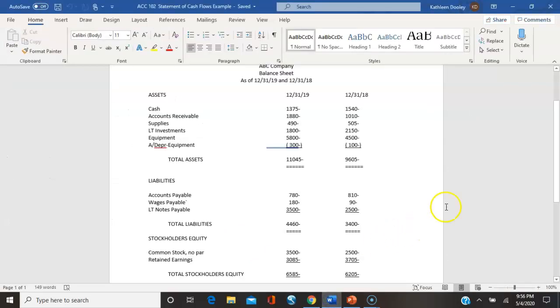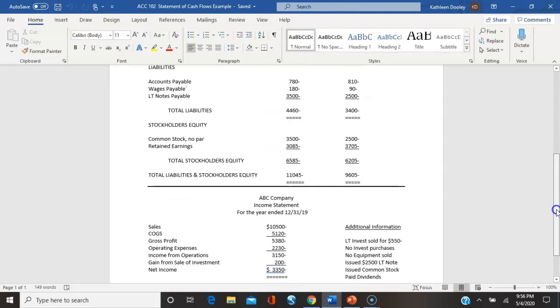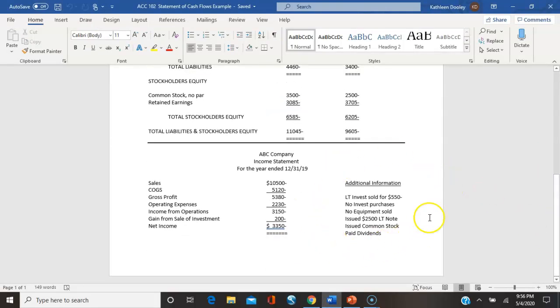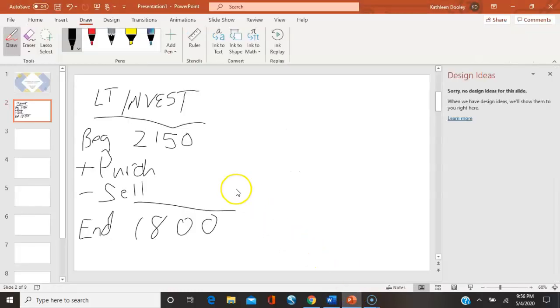So we're going to go back here to our original information, and down here at the bottom we have additional information. Long-term investments sold for $550 and there were no investment purchases. And none of the rest of this is about investments. So we know that there were no investment purchases. The long-term investment sold for $550. Okay, so we have a 0 for our purchases. So the entire difference between 2150 and 1800 is going to be the cost of the investment that we sold.